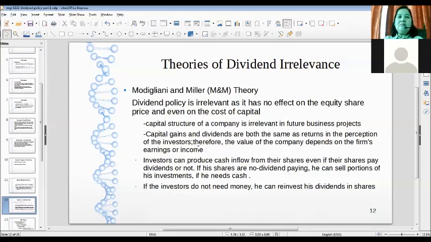And the capital gains and dividends are both the same as returns in the perception of the investors. Therefore, the value of the company depends on the firm's earnings or income. Okay. So para sa kanila, class, mas particular sila sa talagang pinakita natin kanina, yung retained earnings. So whatever is the retained earnings, as long as it is in a big amount, they don't care kung mag-declare ba ng dividend.